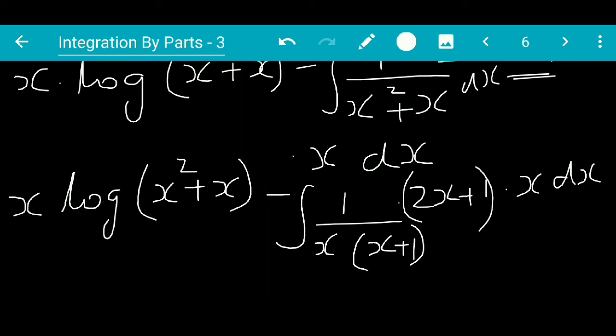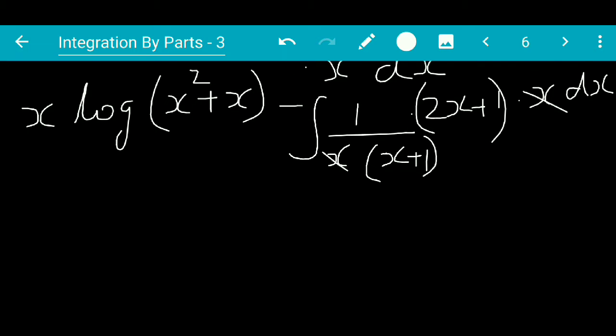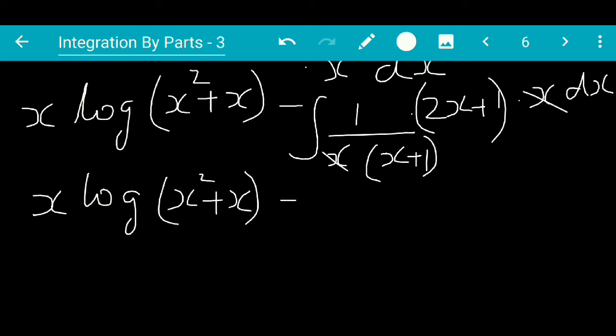Now x gets cancelled from the numerator and the denominator. So our integral becomes this way, that is x log (x square plus x) minus the integral of, now we are getting (2x plus 1) upon (x plus 1) dx.